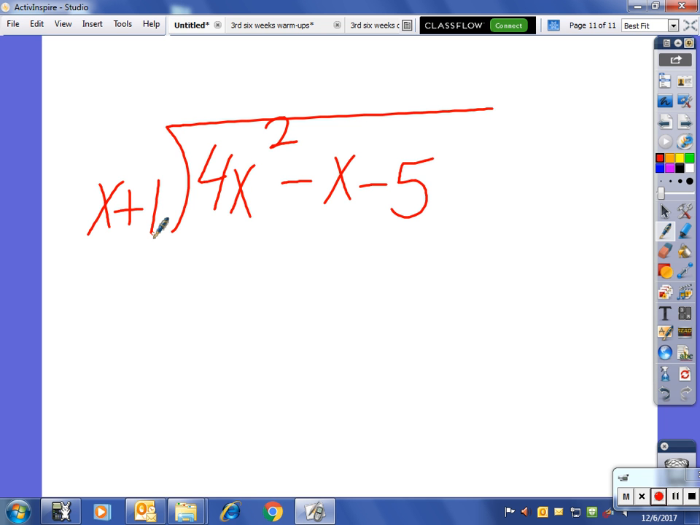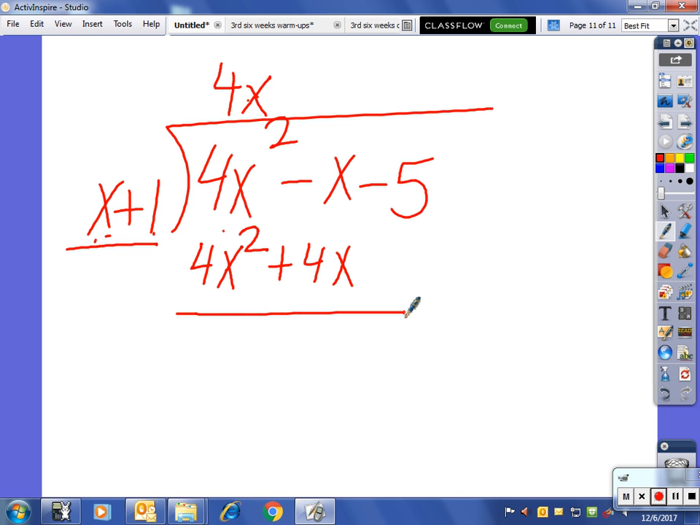How many times does x go into 4x squared? 4x. What's 4x times all of this? No. What's 4x times x? Yes. That's not what you said. What's 4x times 1? Positive 4x. Okay, now we're about to subtract. Be careful. What's negative x minus 4x? Negative 5x. Bring down the next part. Bring down the minus 5.